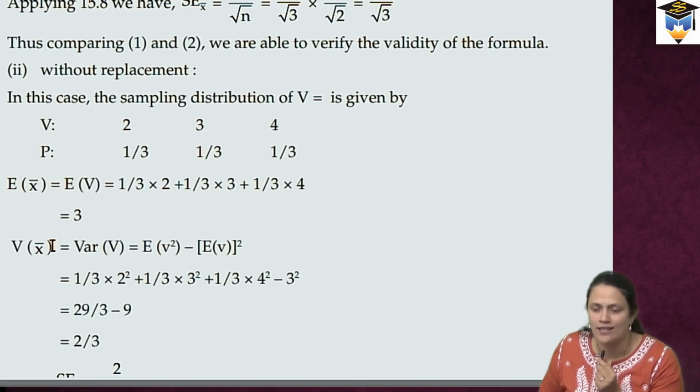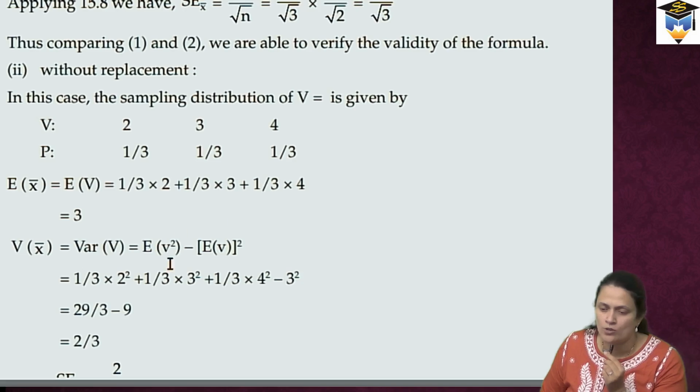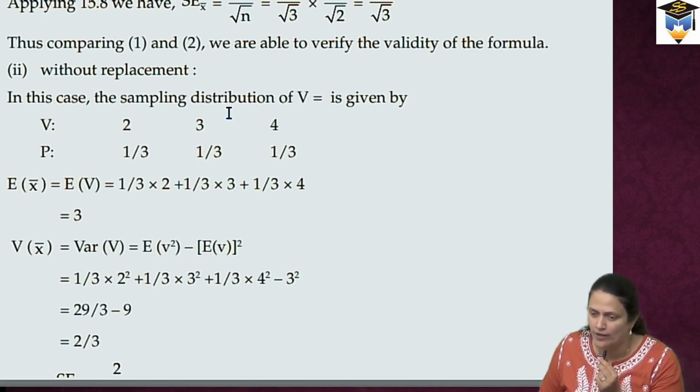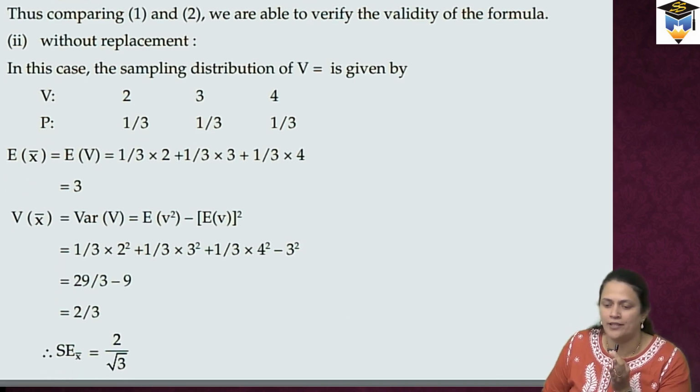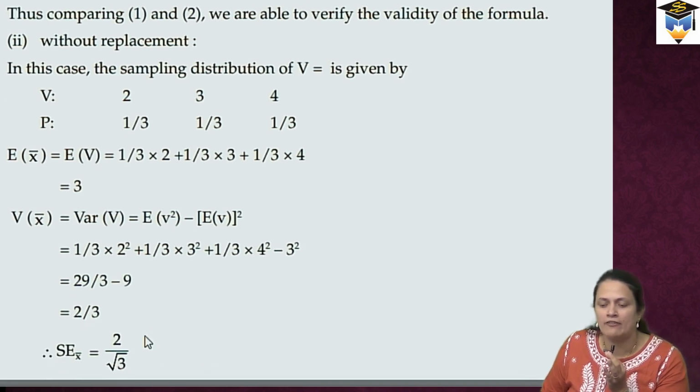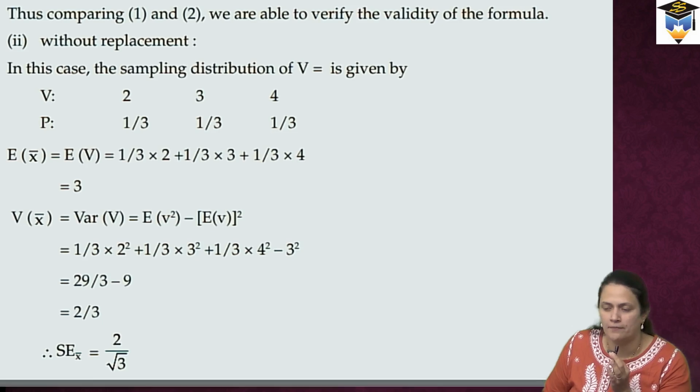Then V of x bar is variance, that is calculated, that is E of V square minus EV whole bracket square. So I hope everybody understands this difference. E of V square minus EV whole bracket square. So what we are going to do? 1 by 3 into 2 square plus 1 by 3 into 3 square plus 1 by 3 into 4 square minus 3 square, which is nothing but E of x bar. That comes out to be 2 by 3. And SE is given as 2 upon root 3.